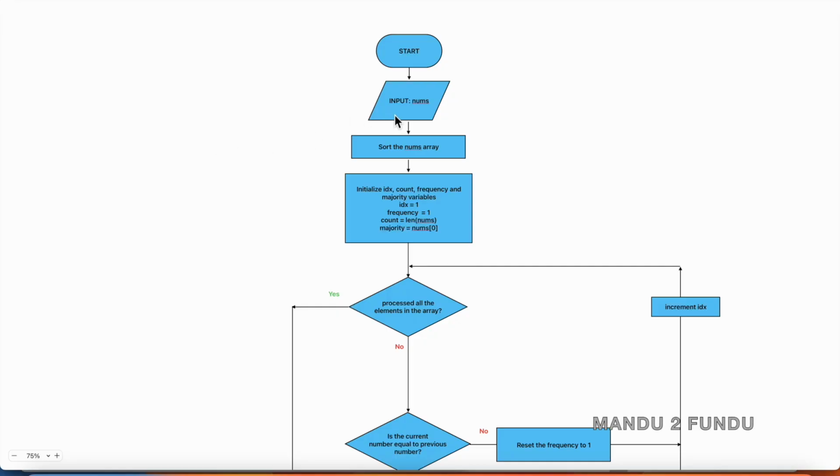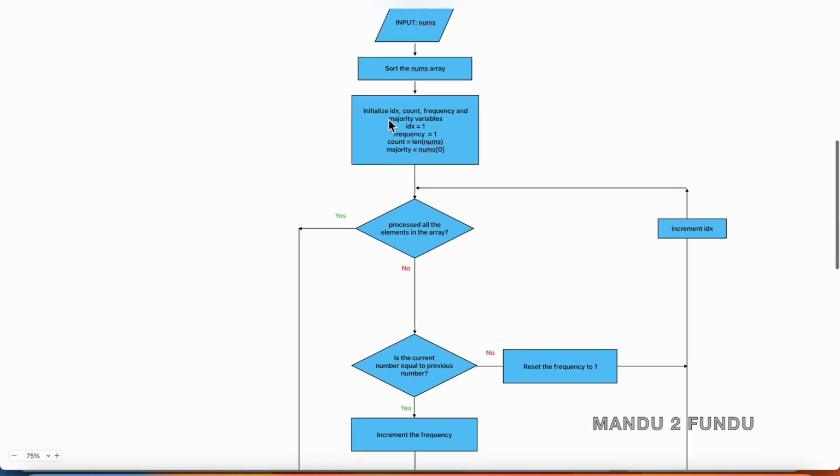Input for this procedure is the nums array. First we sort the input array so that all the duplicate elements are adjacent. Next we initialize the index, the count, the frequency variable, and the majority variable. The index will be initialized to 1 and the frequency will be set to 1. The count will be set to the number of elements in the array and the majority is set to the first number in the input array.